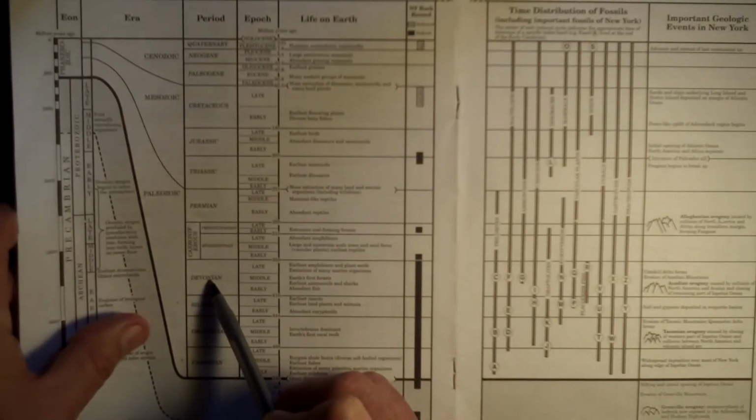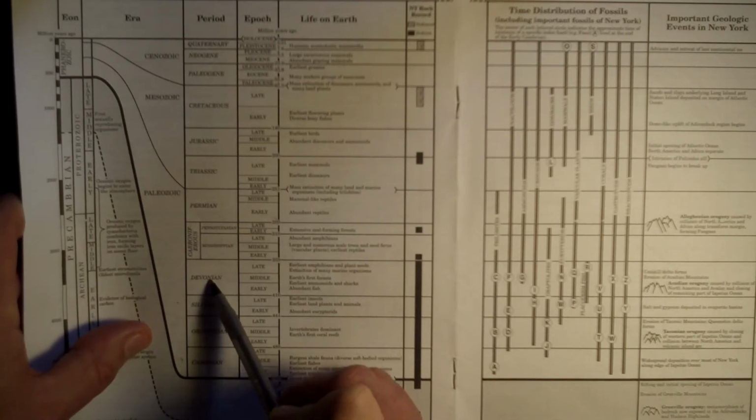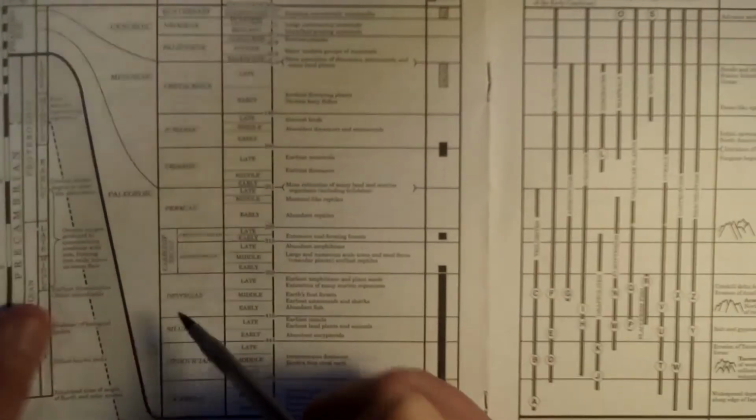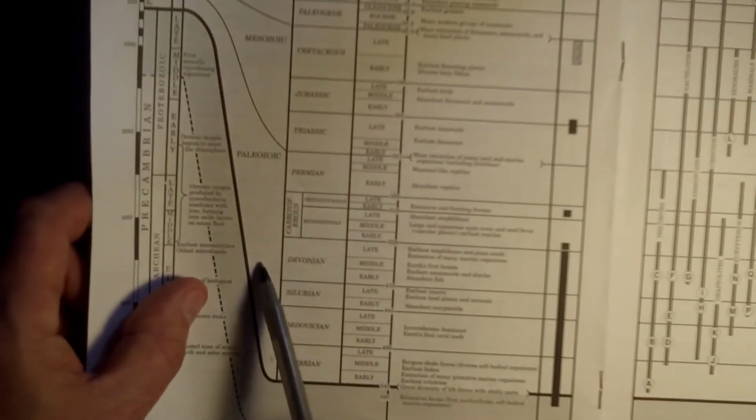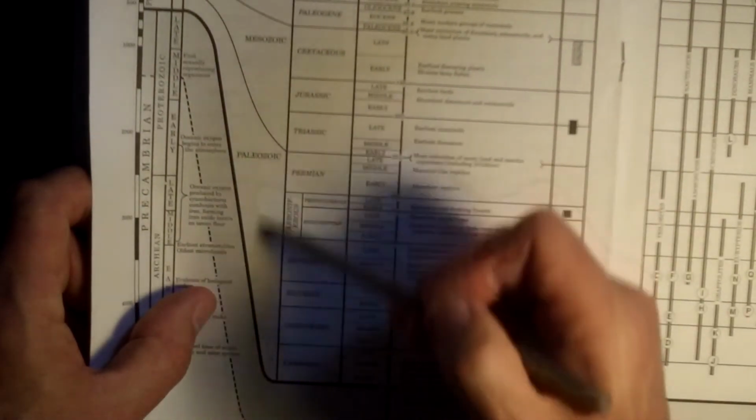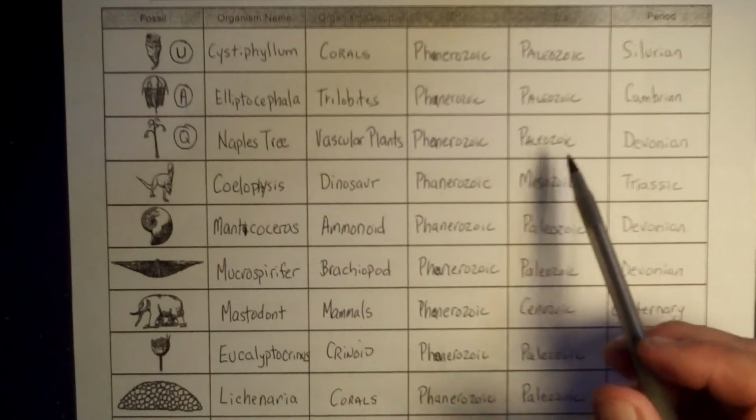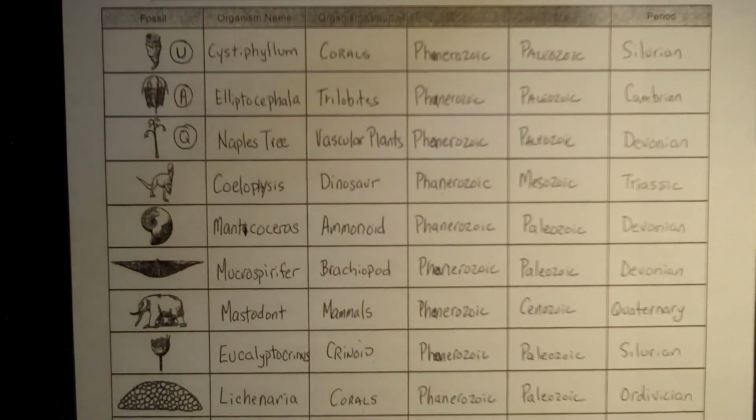If I go over to the side here, I'm going to find that it belongs to the group of organisms that lived during the Devonian period. So you'll see I put Devonian in there. I keep on going to the left. I end up in the Paleozoic section right there. So that takes care of that, and Phanerozoic's done too.